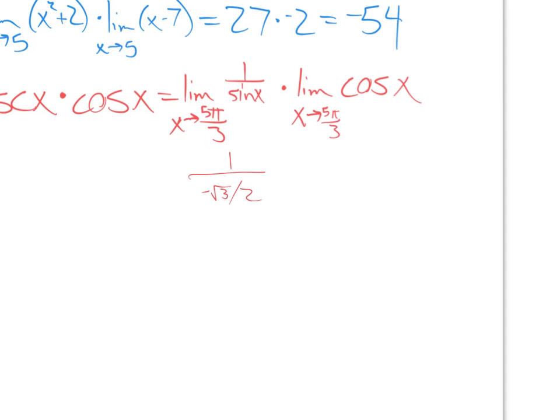We don't write the limit anymore? No, because the limit, we said this was... Oh, right. This was continuous, so the limit is simply this evaluated at 5 pi over 3.